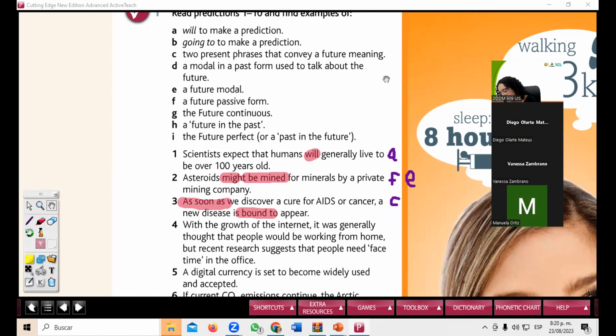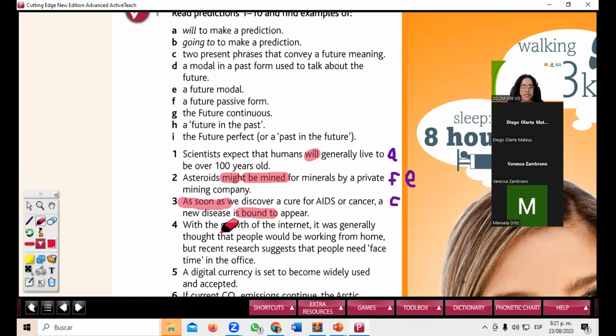Teacher, I don't have the answer, but I think it is... Read the sentence, please. With the growth of the internet, it was generally true that people will be working from home, but recent research suggests that people need FaceTime in the office. I am confused, but I think maybe A or B.